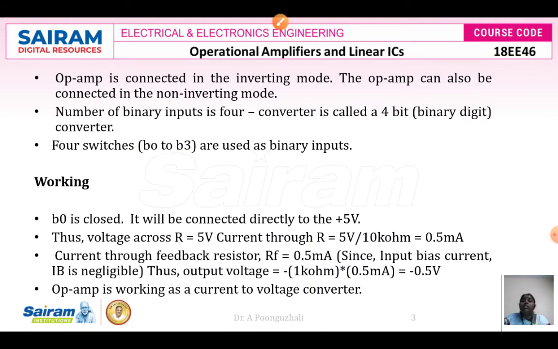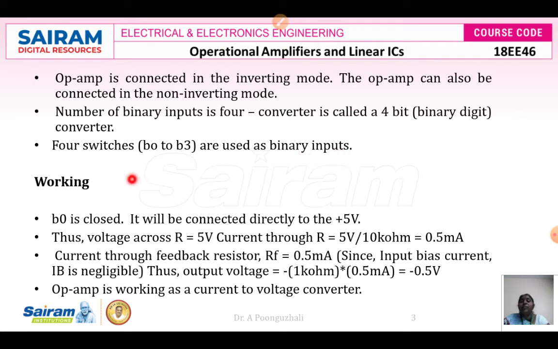So that is what we have said here. The op-amp is connected in the inverting mode, and the op-amp can also be connected in the non-inverting mode. The number of binary inputs is 4, so we call this converter a 4-bit converter. You are going to have 4 switches, B0 to B3, used as binary inputs.